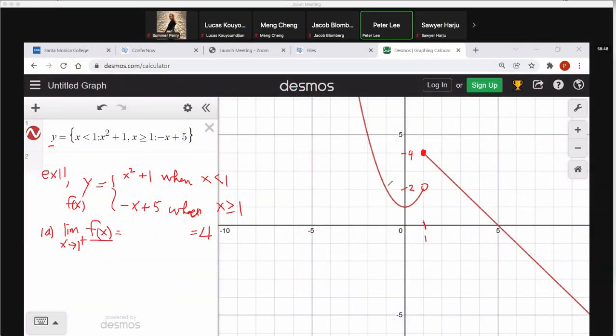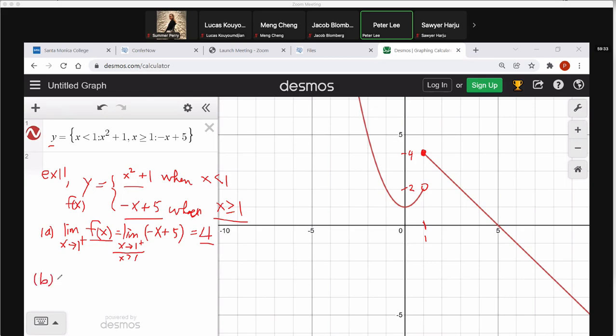Now, if you want to do this algebraically without the graph, this is what you would do: the limit as x approaches 1 plus, and that 1 plus means x is bigger than 1. So when x is bigger than 1, which expression are we going to use for the function? We use that function right there, minus x plus 5. It's a piecewise function. Now plug in x equals 1: 1 minus 1 plus 5 equals 4. That's the answer right there.